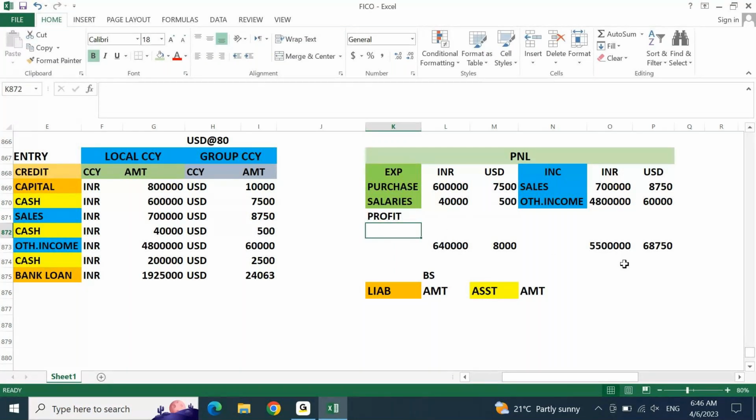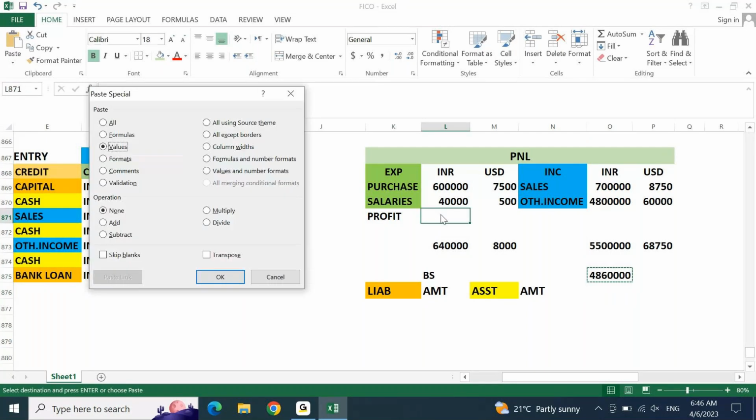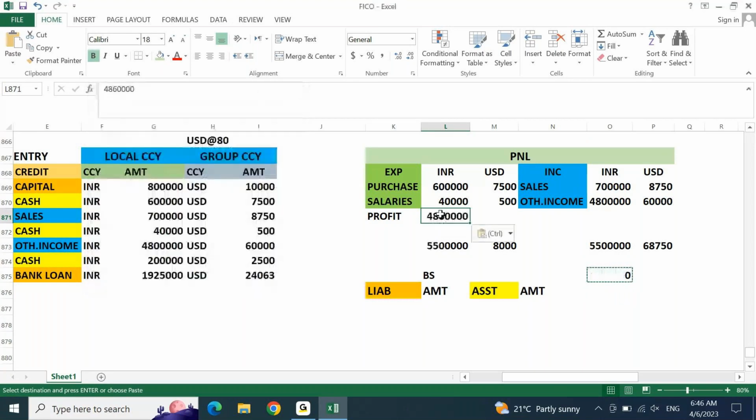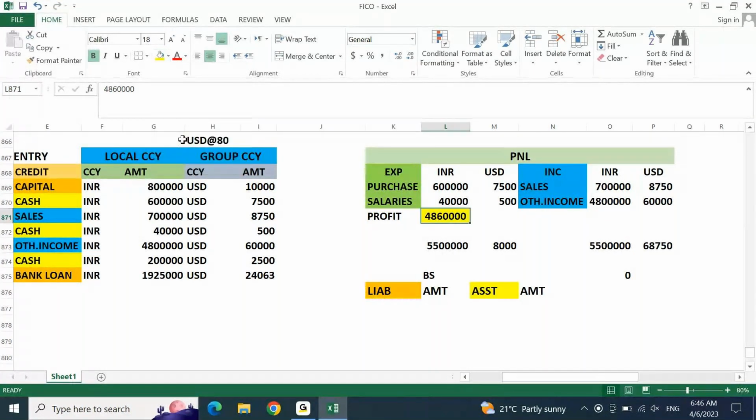Let us calculate here. This is your income, which is more, minus this is your expense, which is less. This is the difference figure. Take this number, put this number here. Now are these two matching? This and this? Matching, sir. Right? Now we got our profit as this value.